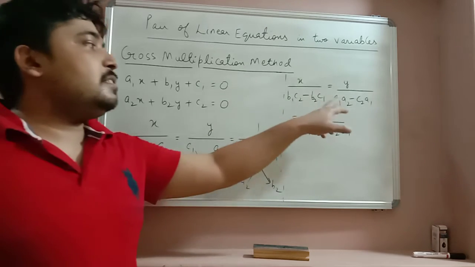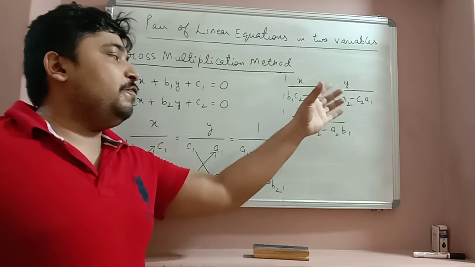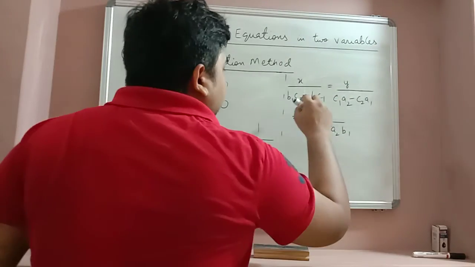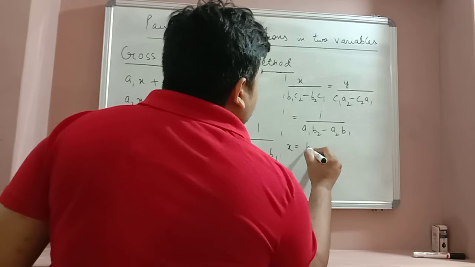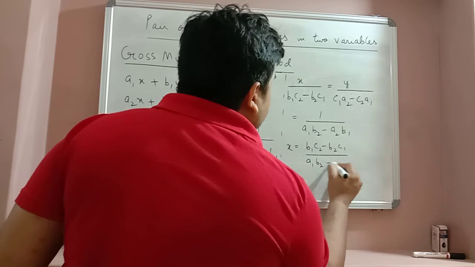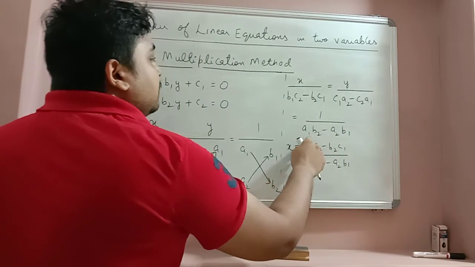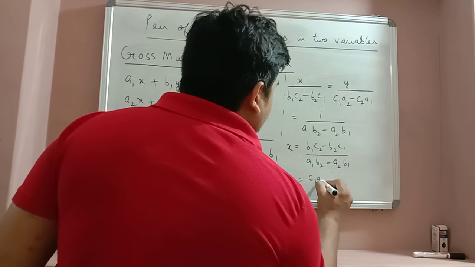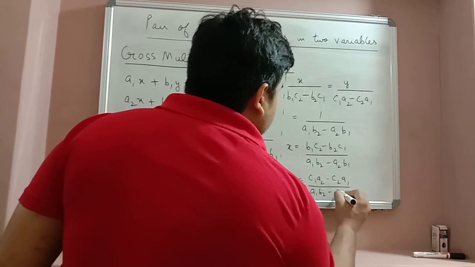Now the fact that we have got this ratio of x, y and 1 in terms of coefficients, we can easily find the value of x and the value of y. So I'll equate the first and third ratio in order to get x. So x is equals to b1 c2 minus b2 c1 divided by a1 b2 minus a2 b1, and similarly we will get y by equating the second and the third ratio. We get y is equals to c1 a2 minus c2 a1 divided by a1 b2 minus a2 b1.